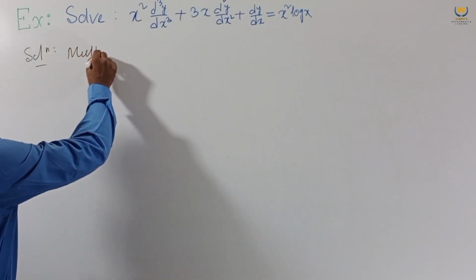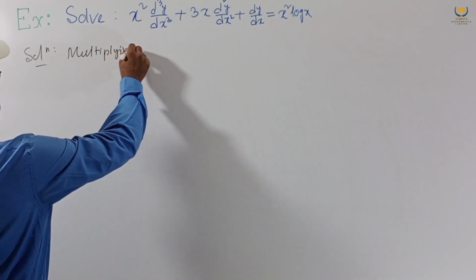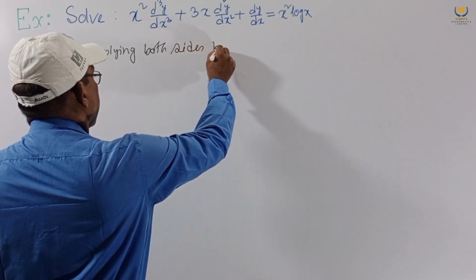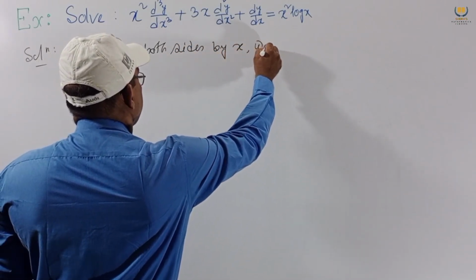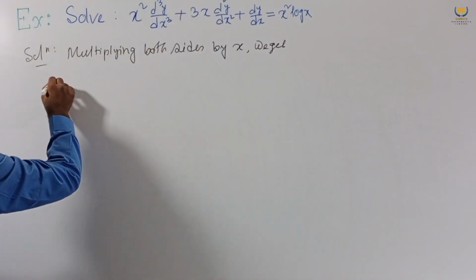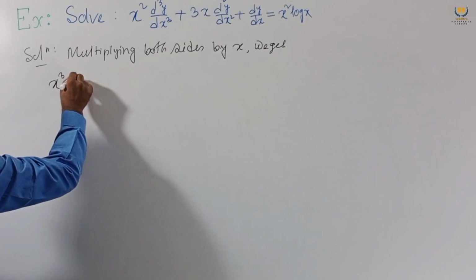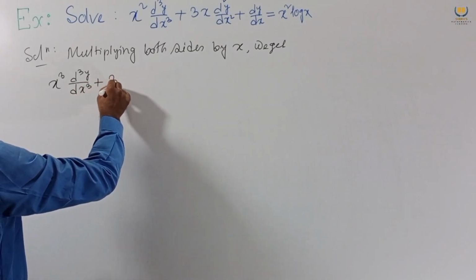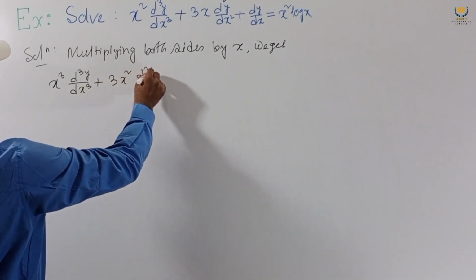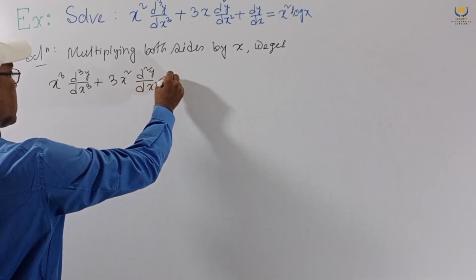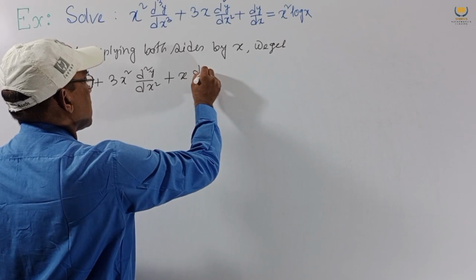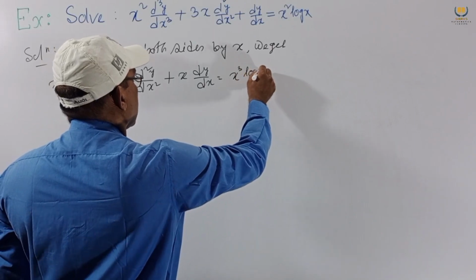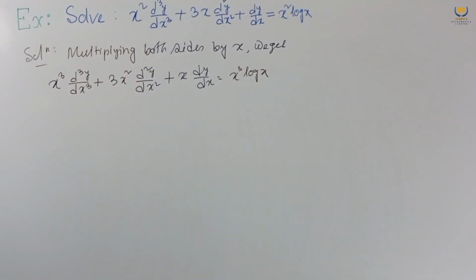Multiplying both sides by x, we get x cube d cube y dx cube plus 3x square d square y dx square plus x dy dx equal to x cube log x. We get this.